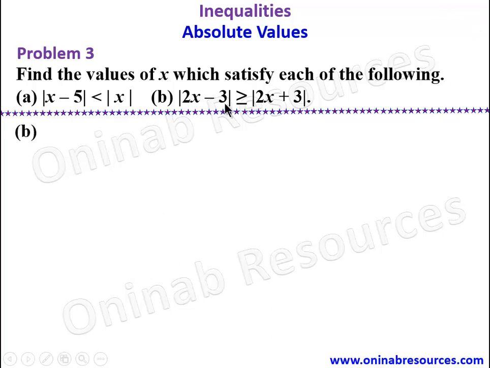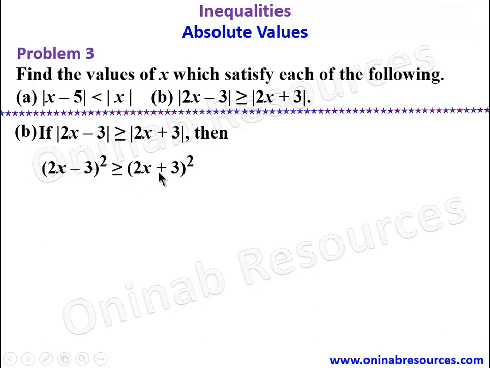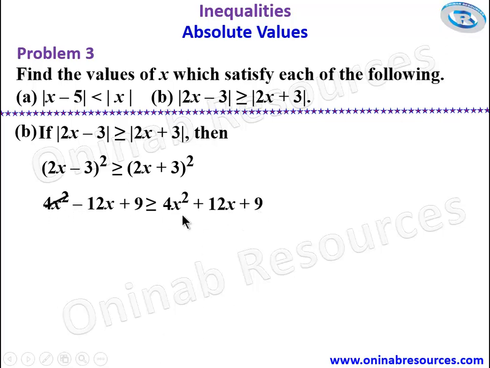We go to 3b. For 3b again, if absolute value of 2x minus 3 is greater than absolute value of 2x plus 3, then 2x minus 3 squared is greater than or equal to 2x plus 3 squared. So expanding this, I have 4x squared minus 12x plus 9 is greater than or equal to 4x squared plus 12x plus 9. So again, this one will cancel this, since 4x squared minus 4x squared gives 0.